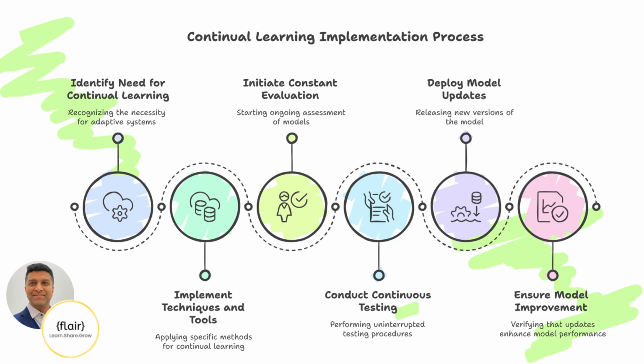Exactly, because you're always pushing out model updates. You need to be confident that those updates are actually making things better, not worse, right? A small error in a live system can snowball quickly. So, how do we avoid that? What are some strategies to test these evolving models?